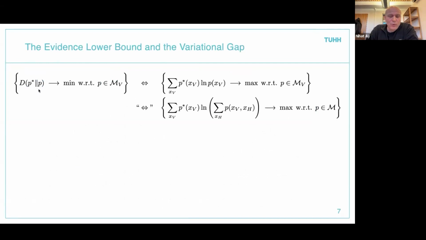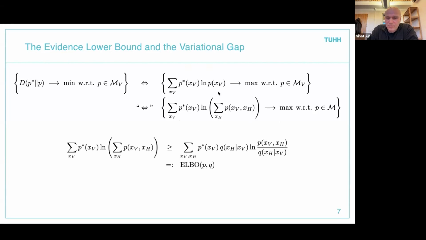So let's go back to the primary objective. It's this Kullback-Leibler divergence between P star and P, where P is taken from the marginal model MV. That's of course equivalent: minimizing this is equivalent to maximizing the so-called evidence or mean evidence, again P taken from MV. And now we replace again this P of XV by this sum. It seems to be a trivial step, but actually this is not necessarily equivalent. It is intuitively equivalent. But if we want to optimize in terms of the Fisher-Rao metric on M, where now P is taken from M, then it's not necessarily equivalent. It's not equivalent in the sense of having the same natural gradient, but it is equivalent in the sense that when you maximize this quantity, you will also maximize this quantity.